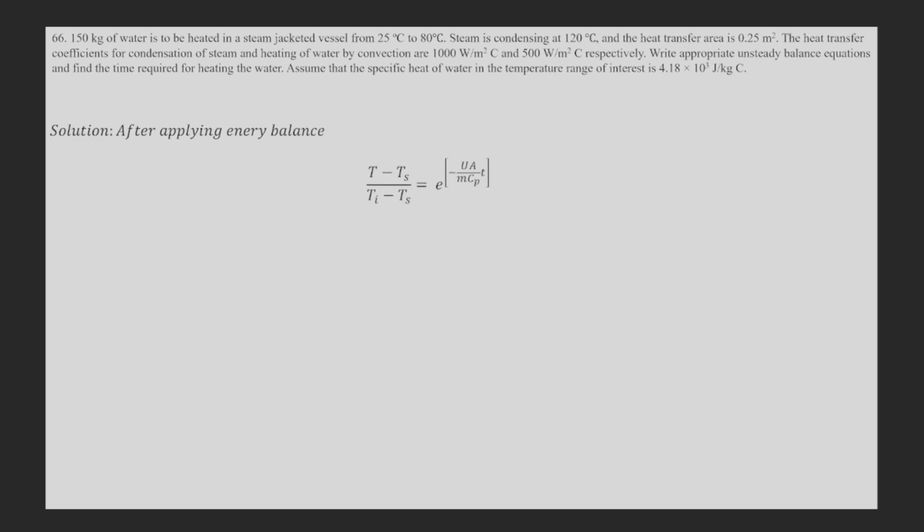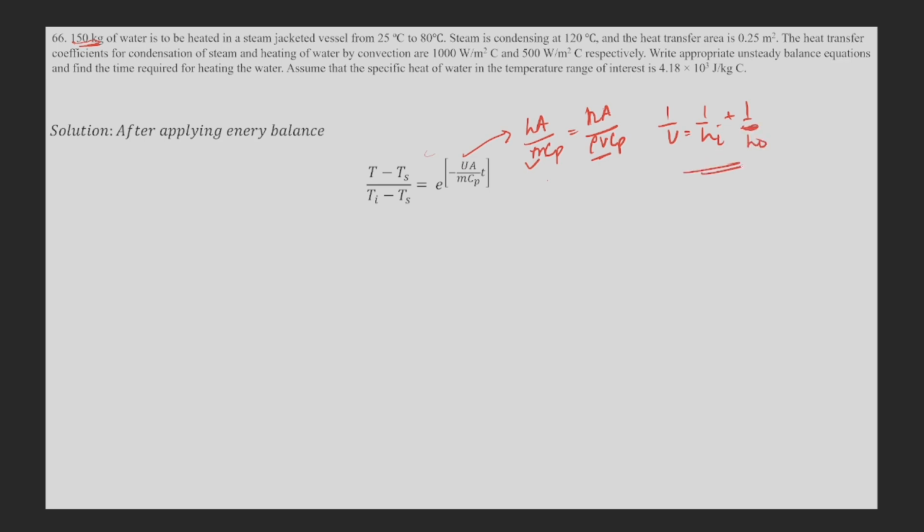T minus Ts, Ti minus Ts equal to E minus UA. Why U? Sometimes HA upon MCP, HA upon rho VCP, both are same. Rho V is equal to mass. We have to take the mass because mass is directly given. No density and volume is given. Directly mass is given, so MCP. And why U have we taken? Because 1 upon U is equal to 1 upon Hi plus 1 upon Ho.